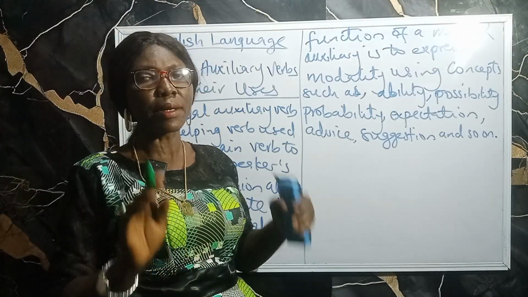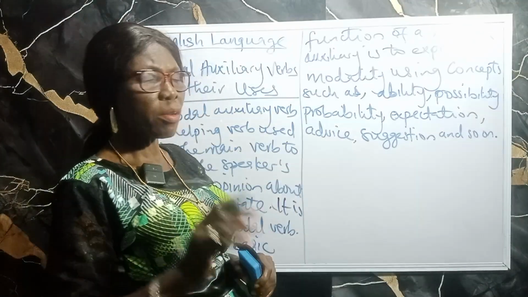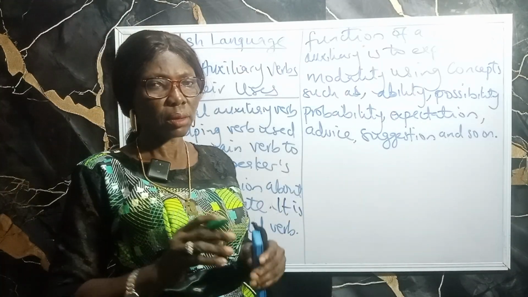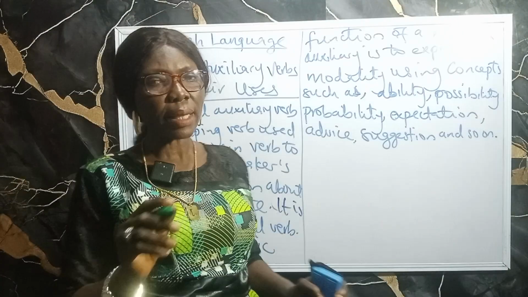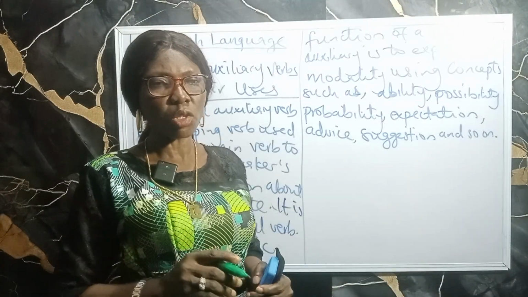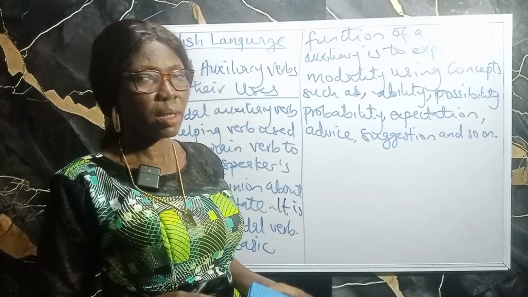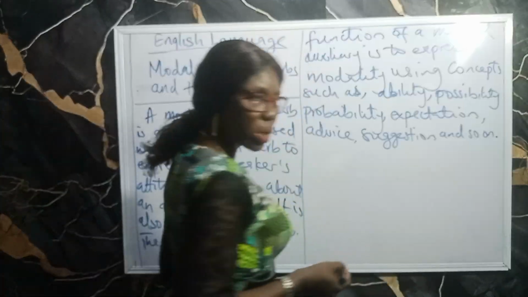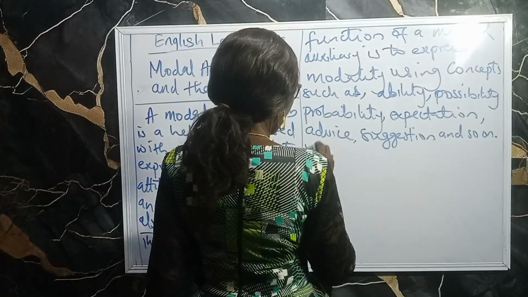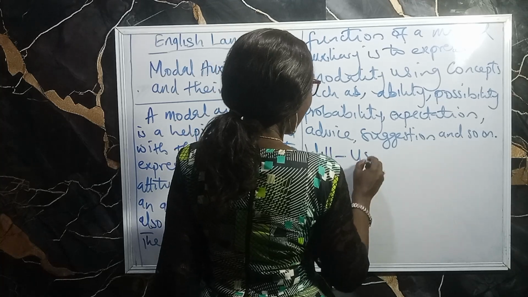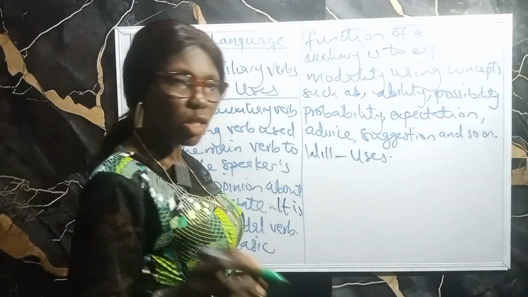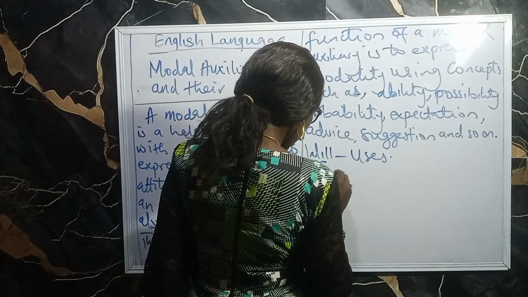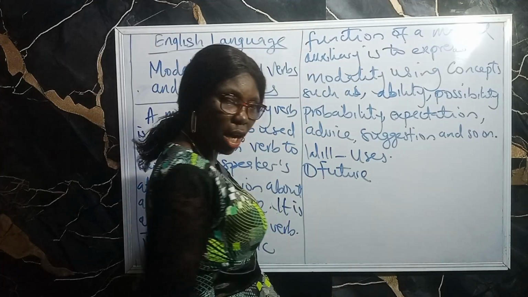Now I want to look at the remaining five. Those remaining five are will, would, shall, should, and ought to. We will take them one after the other and also mention their uses, and we do that using sentences. So let's start with will. What are the uses of will? The first one, we use it for future action, to express future action.